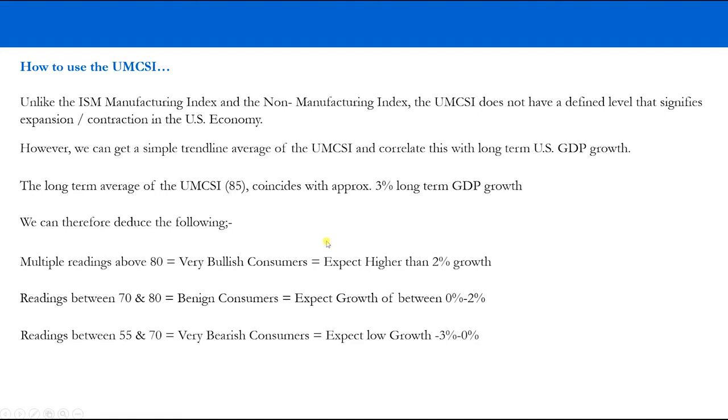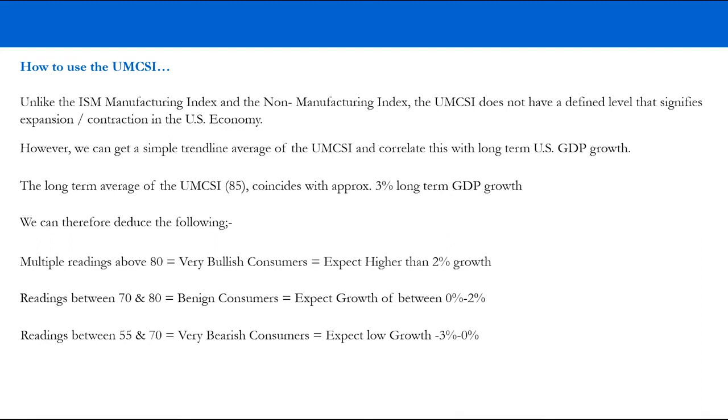And basically the way to look at the UMCSI is a bit different to the ISM and non-manufacturing index, because it doesn't actually have defined levels that signify expansion and contraction in the US economy. So if you recall, when we looked at the ISM and the NMI, we looked at a level above 50 to indicate growth and a level below 50 to indicate contraction. But the UMCSI doesn't have this predefined level of 50, or any predefined level at all.